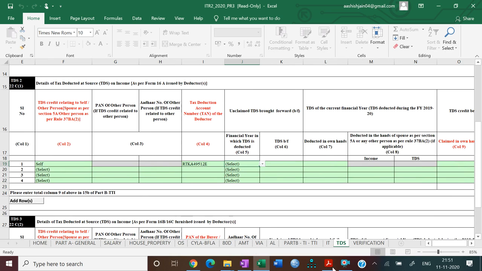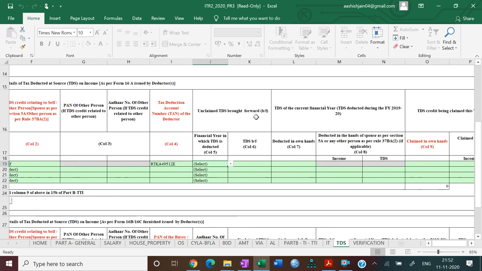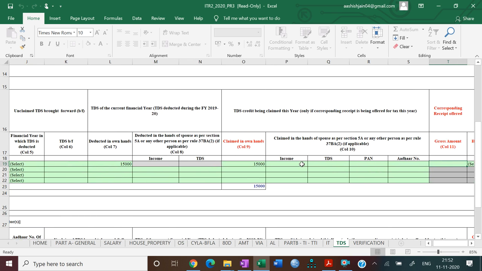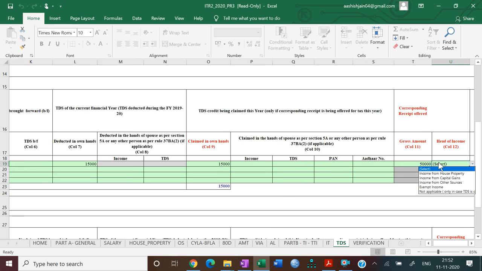Class, in the last videos I told you to put information in unclaimed TDS brought forward. Actually I would like to tell you one thing, I have made a mistake here. We don't need to put amount in the row of unclaimed TDS brought forward. We will put amount here, that is deducted in your own hand. Sorry for the inconvenience, because I just realized. So deducted in your hand is rupees 15,000. Claimed in your own hand, again 15,000. And gross amount 50,000. And the lottery amount is income from other sources.